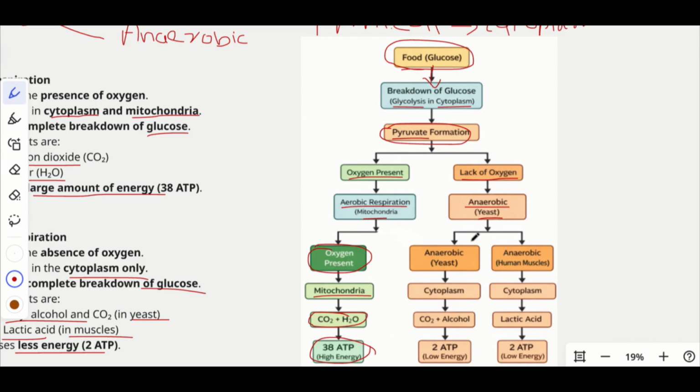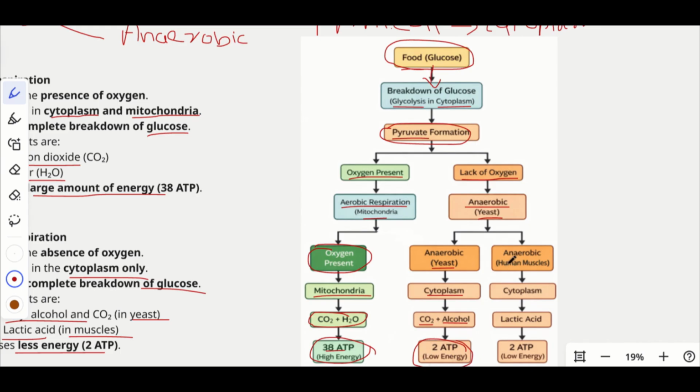Since I have mentioned there is no oxygen, right? So, anaerobic bacteria will be there, right? Example, yeast. So, the respiration will occur in the cytoplasm. Okay. And what are the end products? Carbon dioxide and alcohol. Okay. And low energy production is there. Only 2 ATP. Here we had around 38, but here we only have 2.